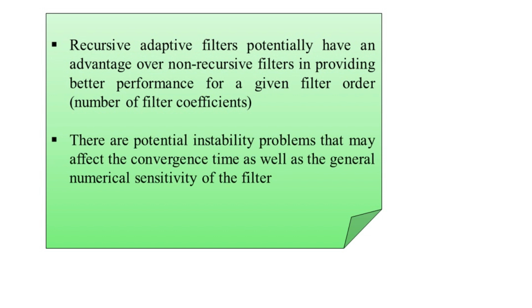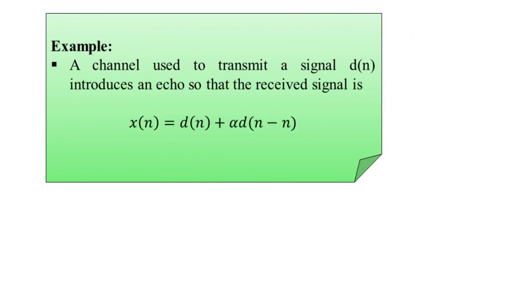So let us take an example where we consider a channel that is used for transmission of a signal denoted by d of n, that introduces an echo, so that the received signal, which we mathematically denote by x of n, is equal to d of n added to alpha times d of n minus capital N. Here mod alpha should be less than 1, and capital N is the delay associated with the echo.